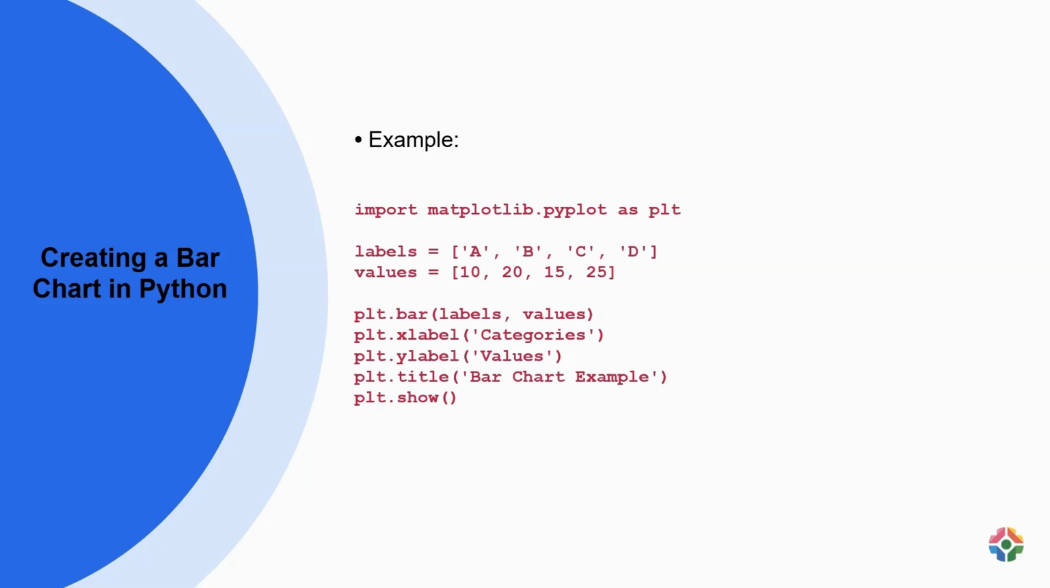4. Add labels to the x-axis and y-axis using plt.xlabel, categories, and plt.ylabel, values. 5. Set a title for the plot using plt.title, bar chart example. 6. Finally, display the plot using plt.show. Example usage. Suppose you have data on sales performance for different product categories A, B, C, D, with corresponding values 10, 20, 15, 25. By following the steps outlined above and running the code snippet provided, you can visualize this data in a bar chart to analyze and interpret the sales distribution effectively.